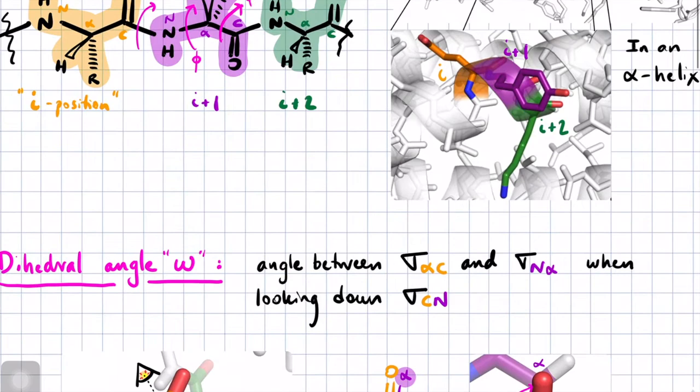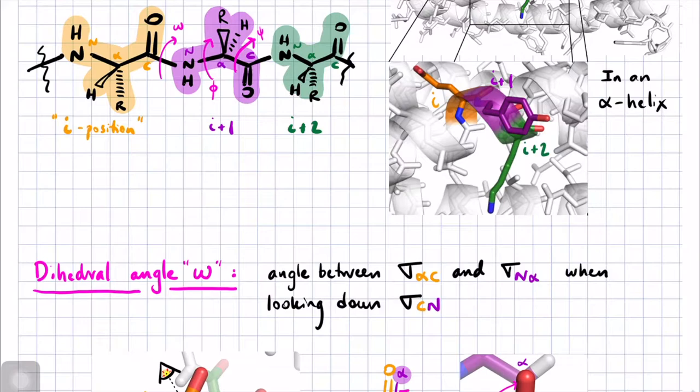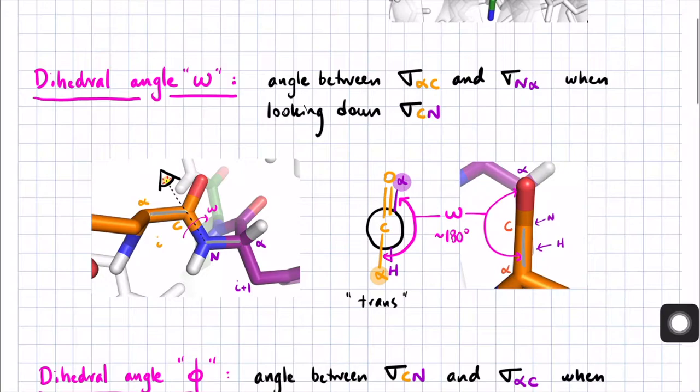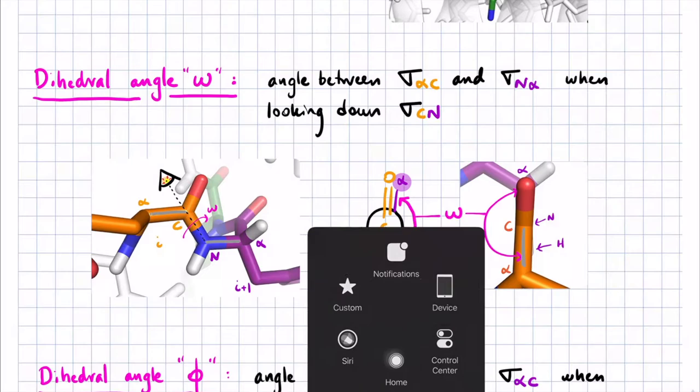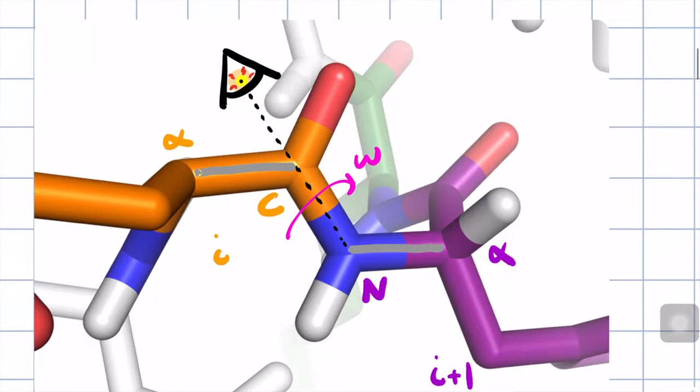So the dihedral angle omega is the angle between the orange alpha carbon to carbonyl carbon sigma bond, and the bond between orange carbonyl carbon and purple amide nitrogen, as shown here with this sort of eye looking down that bond. When we look down that bond, we're looking at the angle between these two gray lines. The first is a line between orange alpha carbon and orange carbonyl carbon, and the second is the line between purple amide nitrogen and purple alpha carbon.